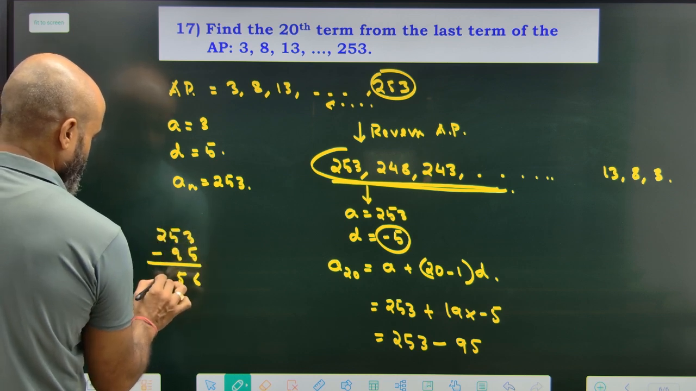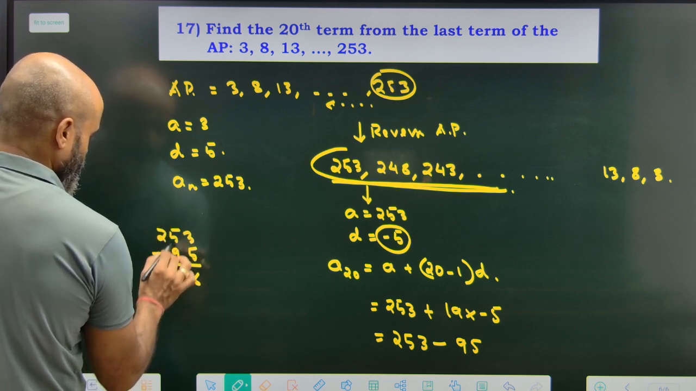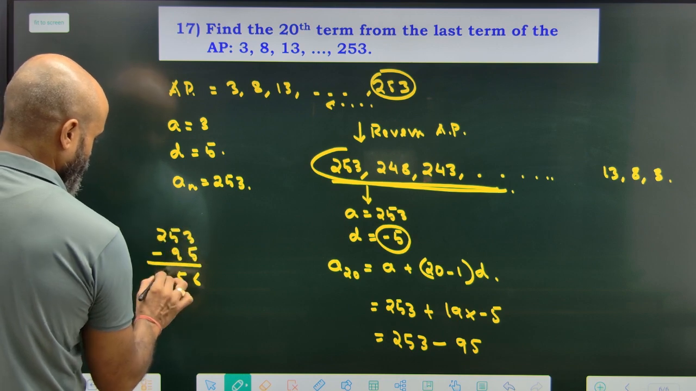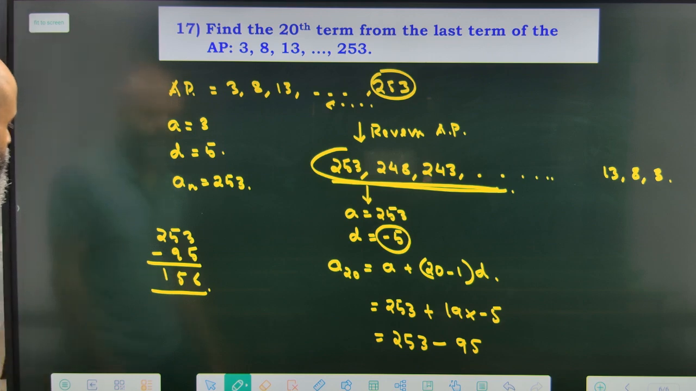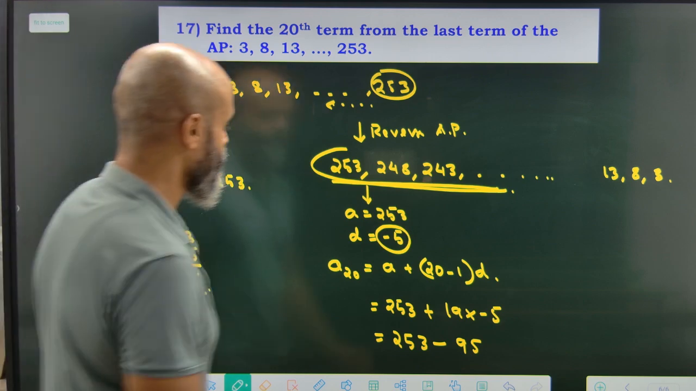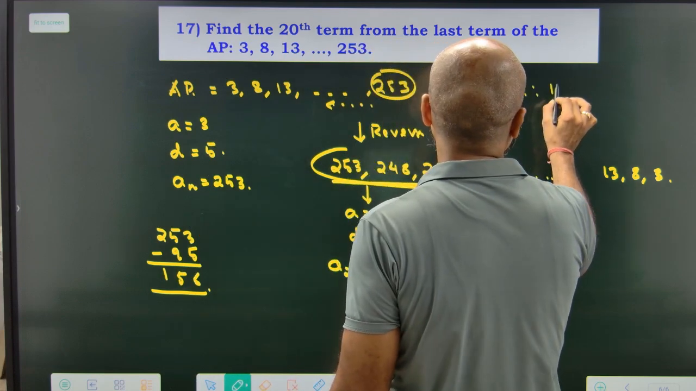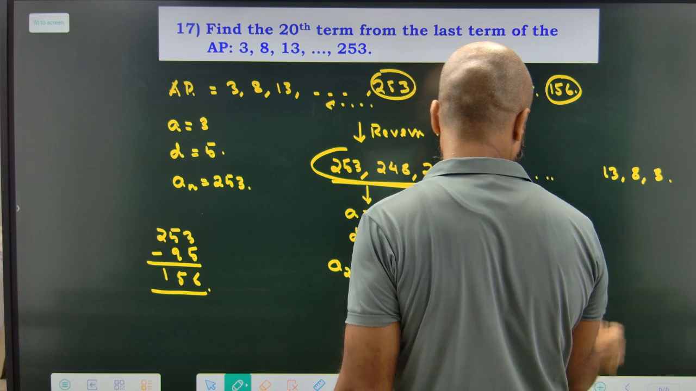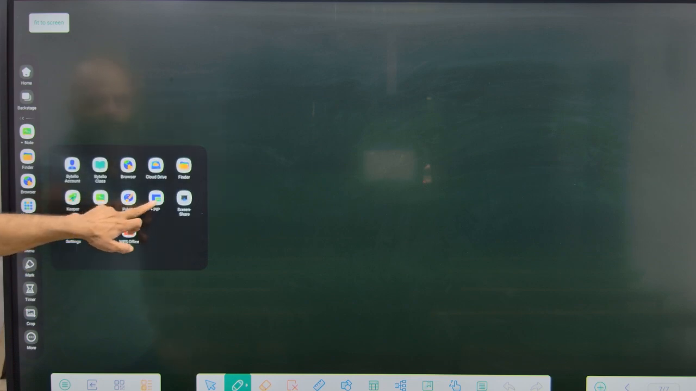So that's going to be 156. Okay, that's going to be 156. So therefore 156 is the answer. This will be the answer. Okay, let's look at the solution here.